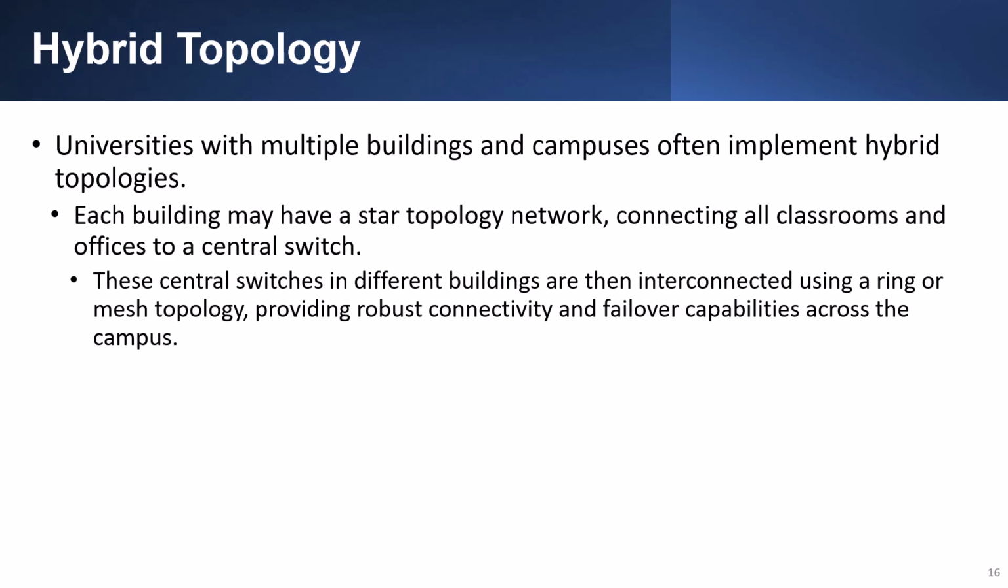Universities with multiple buildings and campuses often implement hybrid topologies. Each building may have a star topology network connecting all classrooms and offices to a central switch. These central switches in different buildings are then interconnected using a ring or mesh topology, providing robust connectivity and failover capabilities across the campus.